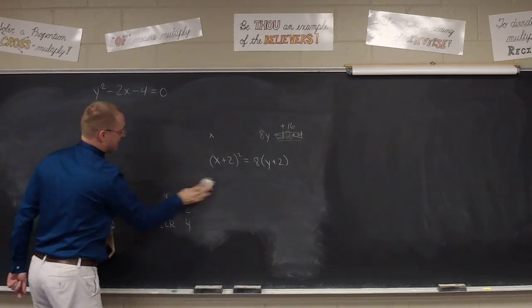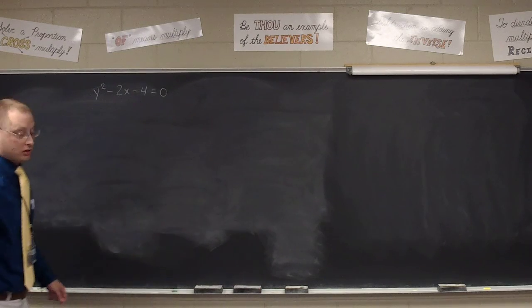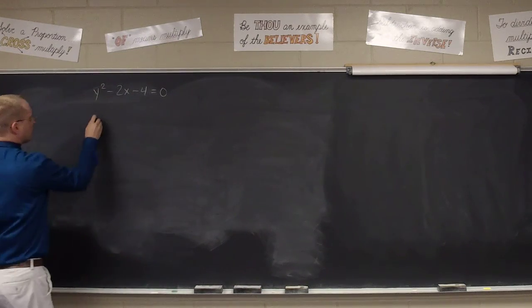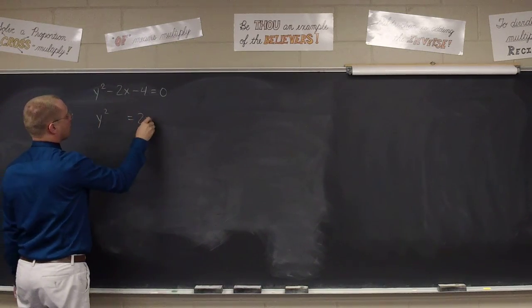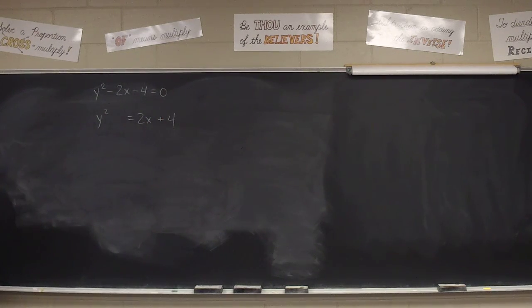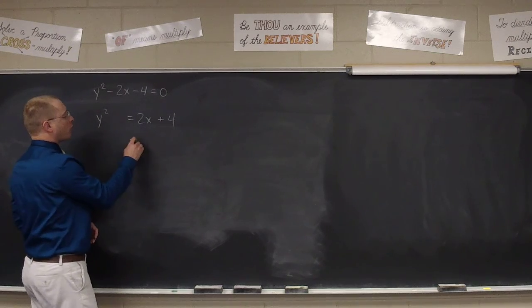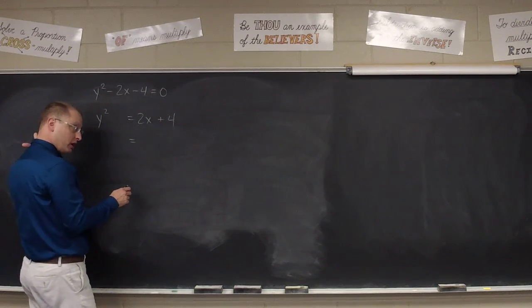What do I do this time? What do you think? Thoughts? You still move the 2x and the 4 over. But there's nothing with the y squared. You just leave it. It's (y minus 0) squared if you wanted to. Remember, we'd see that with the circle as well, hadn't we? So very similar. On the right-hand side, we do need to factor out the 2.